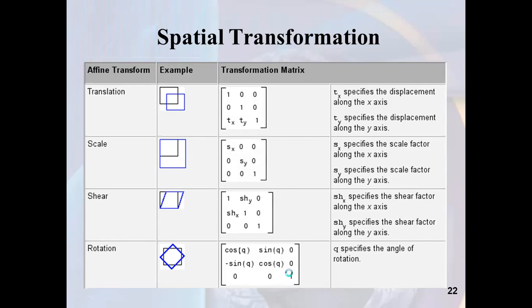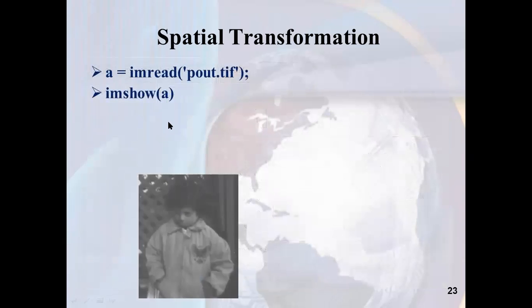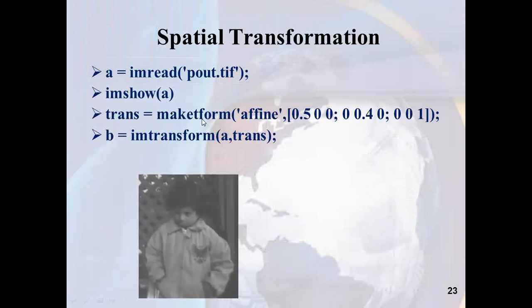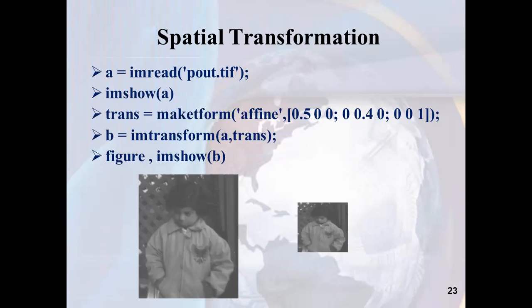Okay, how to apply spatial transformation? It's simple. We read the image, then make the transformation: make T, an affine transformation, with 0.5 0 0, 0 0.4 0, 0 0 1. It means we reduce along the x-axis by half, and we reduce along the y-axis by 40%. So in this case, we obtain a small image reduced by 50% along the x-axis and 40% along the y-axis.